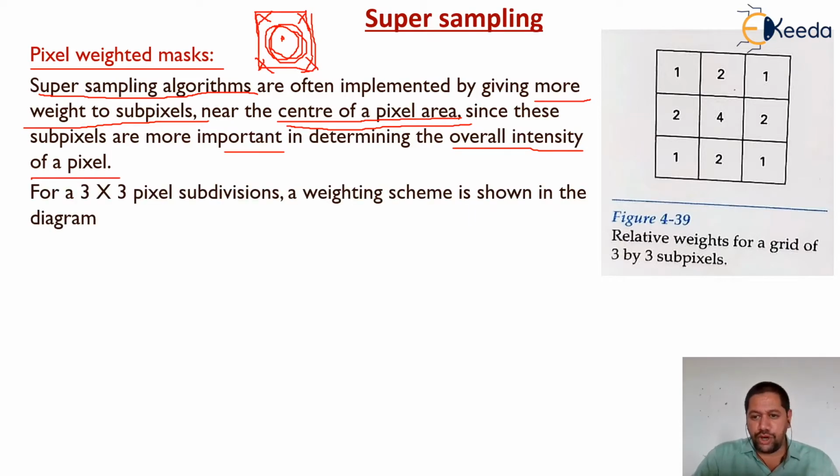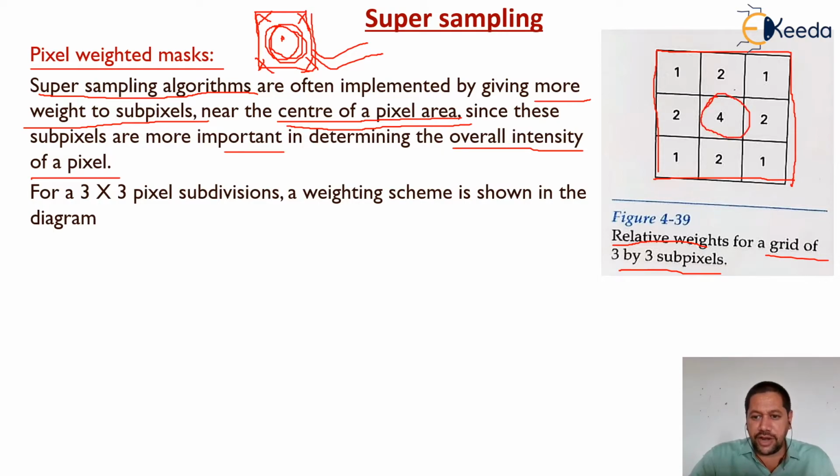Now I want everyone to concentrate on this particular example. Here we have shown the relative weights for a 3 by 3 grid of subpixels. Whatever I was trying to draw just now is shown here in detail. I repeat, my actual pixel size is the outer line. My actual pixel is this, but now I have divided it into 9 subpixels.